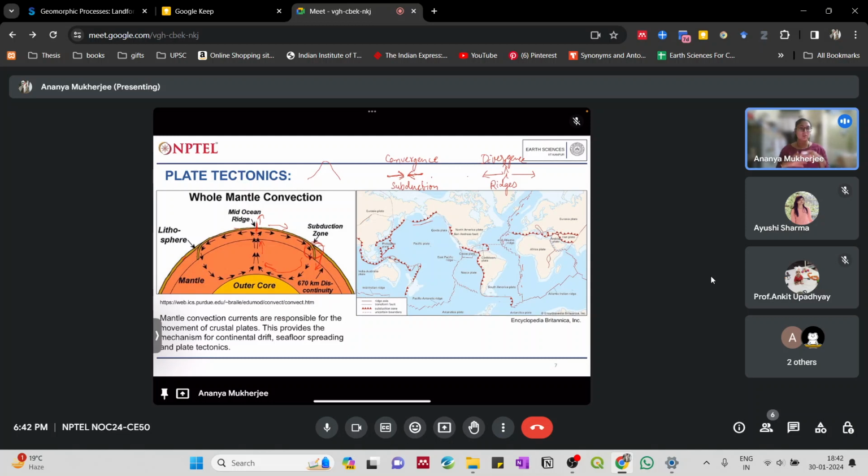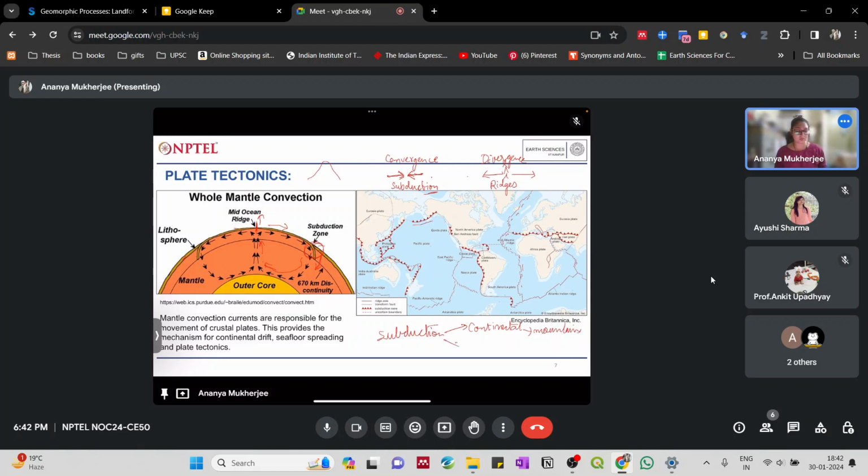Mountain building is usually formed due to subduction, when we are talking about continental crust being involved. If the subduction is between continental and continental plates or crust, then usually they form mountains.